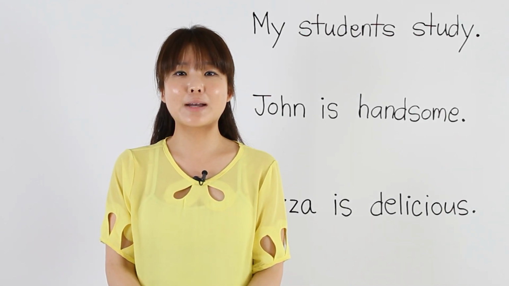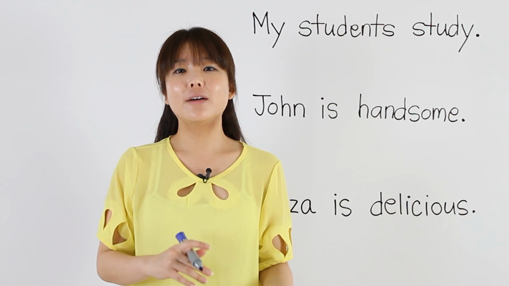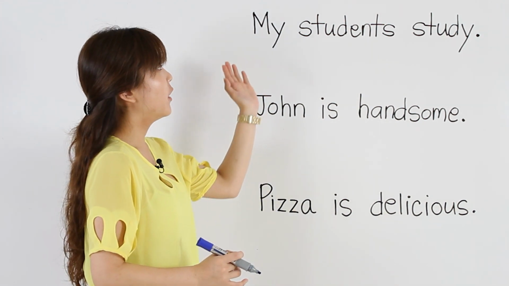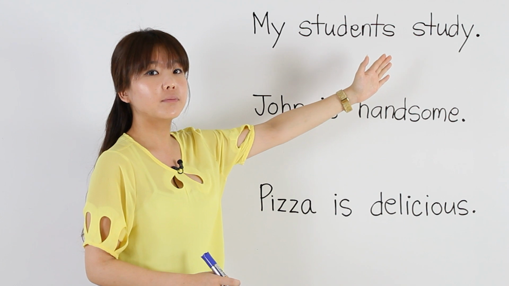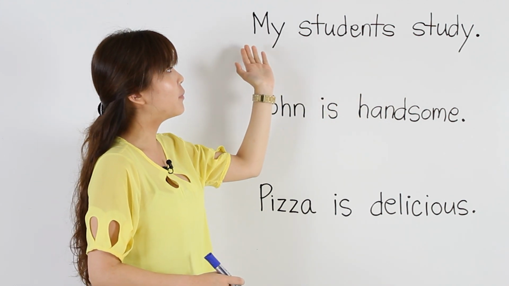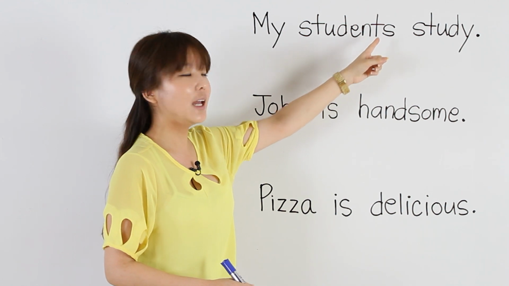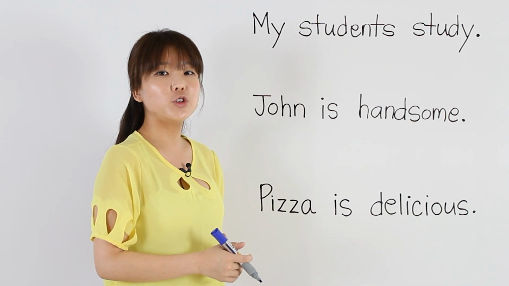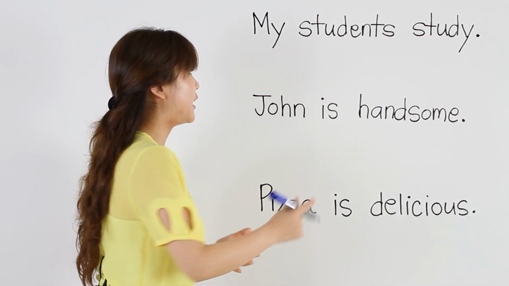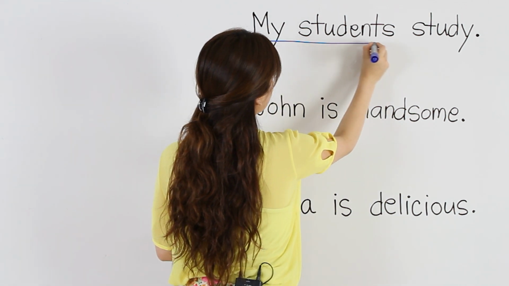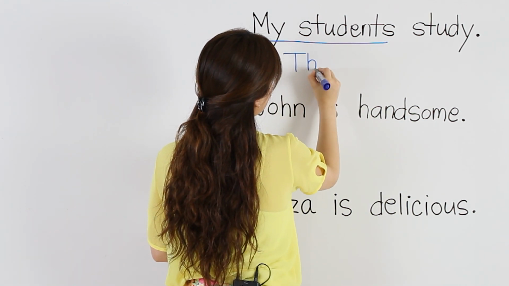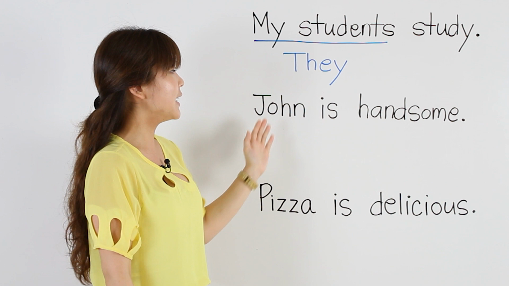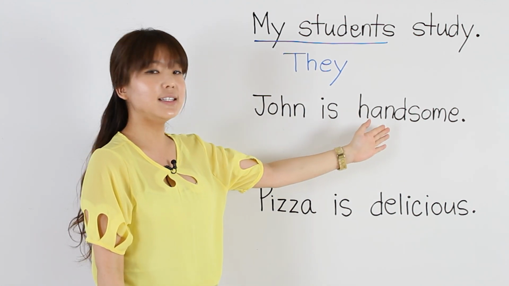Here are some more examples, but this time you have to figure out the subjective pronoun together with me. Okay? So, my students study. What should we use? Well, my students, there's an S, right? They're people and there's more than one, many people. So we have to use the subjective pronoun they. They study.